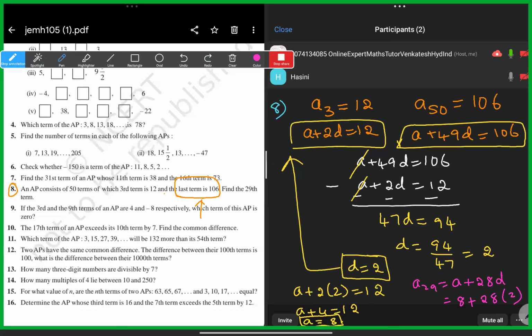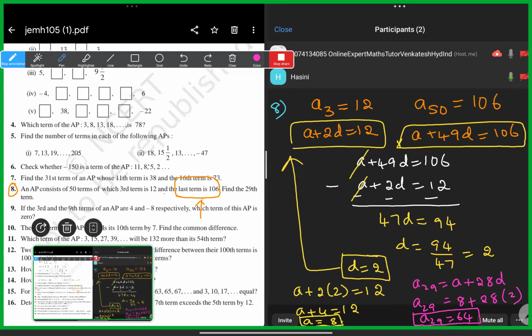Now 8 plus 28 into 2 is 56, Hasni. 8 plus 56, how much, Hasni? Yes, 64. Okay. Any doubt, Hasni?